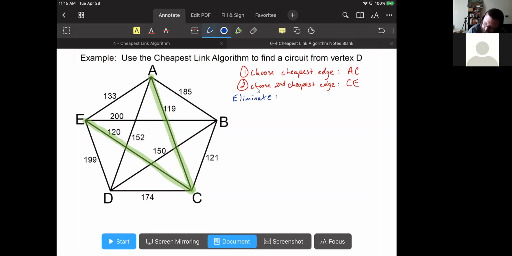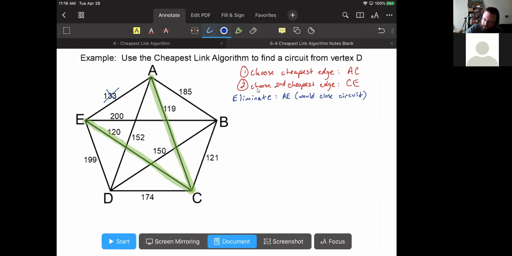We can't allow any circuits to form, which means AE cannot be selected, because if we picked AE, that would close that circuit ACE. So just go in and cross out AE's weight so that you don't accidentally pick it again later.